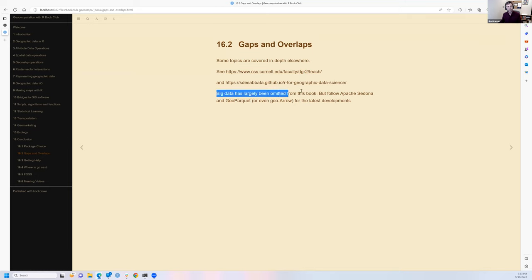They acknowledge here that big data has largely been omitted from this particular book. They encourage people to follow Apache Sedona and GeoParquet. They didn't mention it, but when I hear about Parquet in the R world, I also think about Arrow, and I think there's a GeoArrow initiative, but there are other ways with databases and other tools to build on your knowledge of handling large geospatial models.